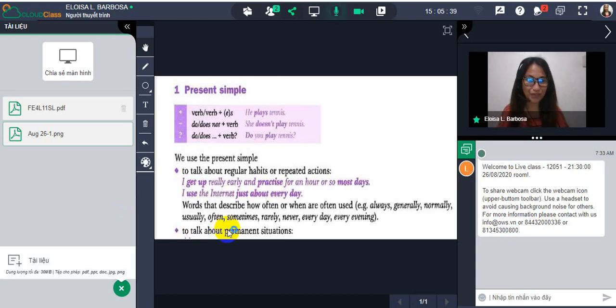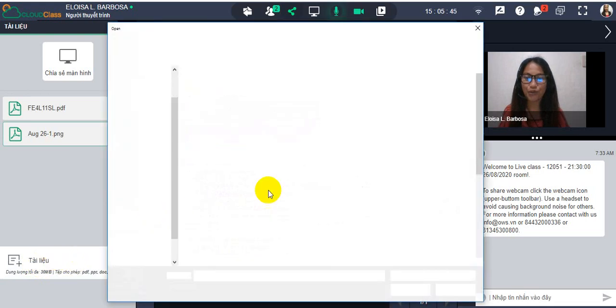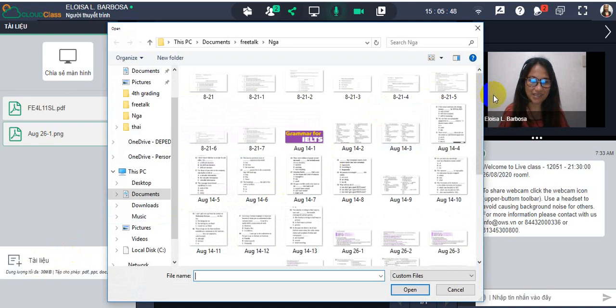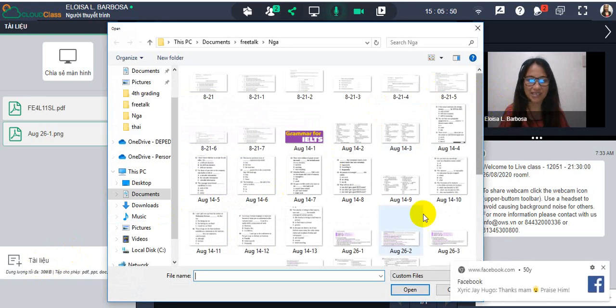Yes, but first, of course, we need to discuss this first. Okay, so we have first the tenses. So first, of course, is the present tense.